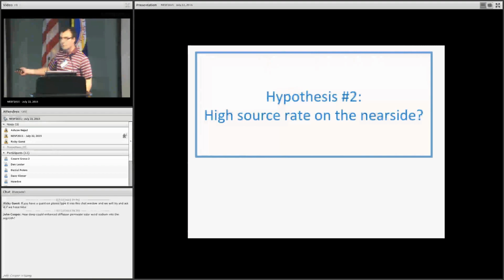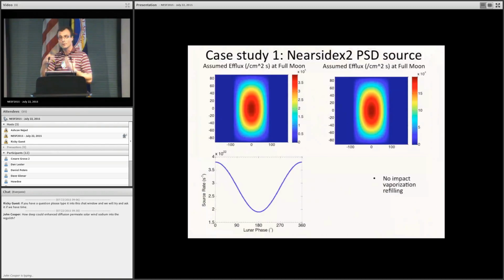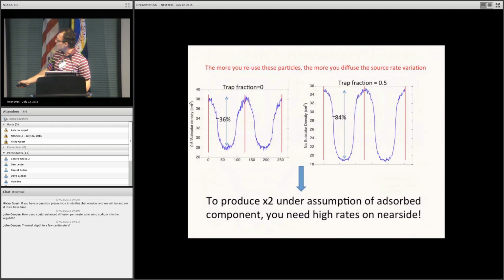So the next set of models tests the hypothesis that clearly we need to amplify this curve. Qualitatively, it looks like the data, but something strange is happening on the near side. So the next set of models assumes basically a factor of 2 difference between the source rates. This is just a control model in which lunar phase 180, the far side, is being exposed to photons. We get a factor of 2 less source rate in this model.